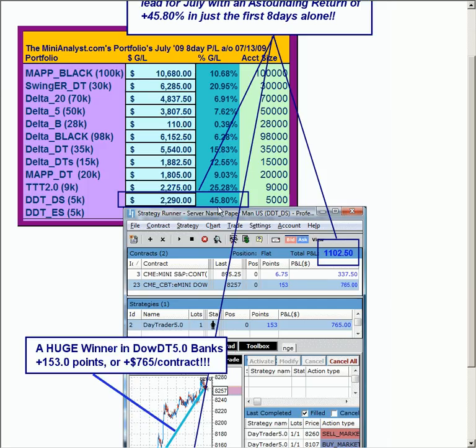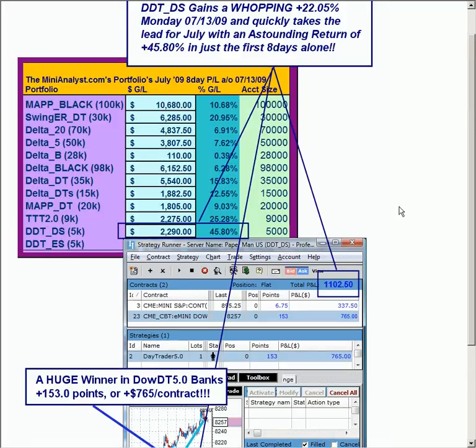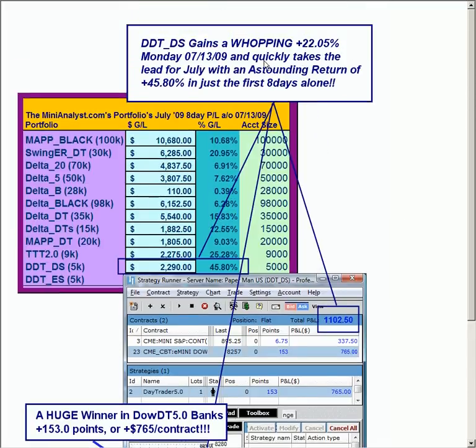If we go ahead and look over at the strategy runner, you can see the buy right there and the sell right there. Huge winner, the Dow Day Trader, 153 points, $765 a contract. The S&P system made 337.50. That puts the Dual Day Trader DS with a gain of 22% yesterday, and puts it in the lead with 45.8% in just the first 8 days of July.